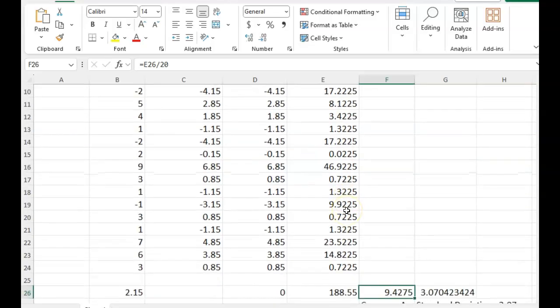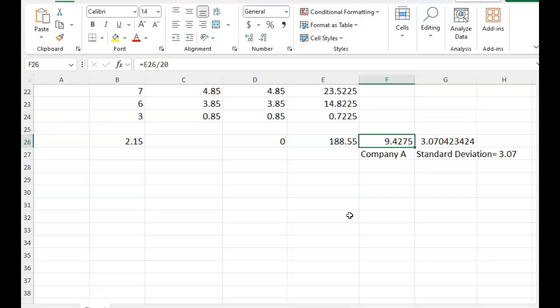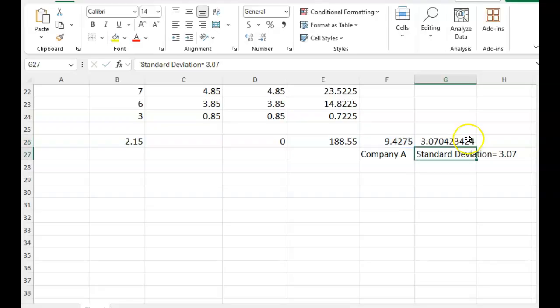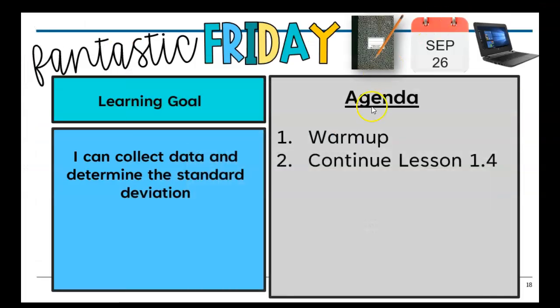Okay, so the opposite of squaring is square rooting. Just like when we do Pythagorean theorem, at the end we always take the square root, right? So we took the square root of 9.4275 and we found that the standard deviation was 3.07. Thank you. Okay. So let's look at a visual of what that 3.07 means for this problem.